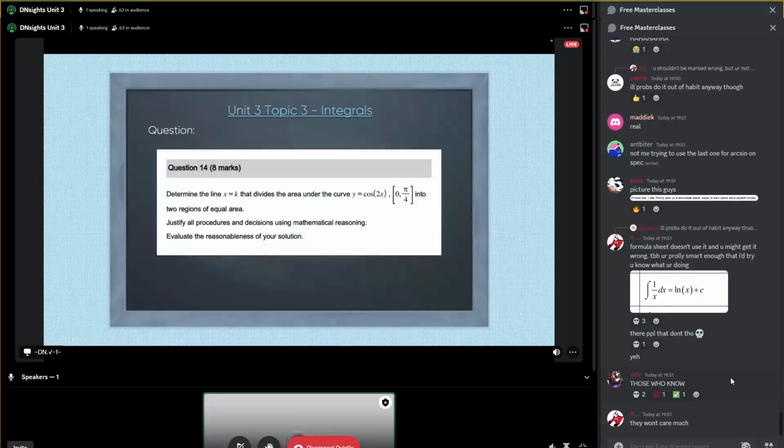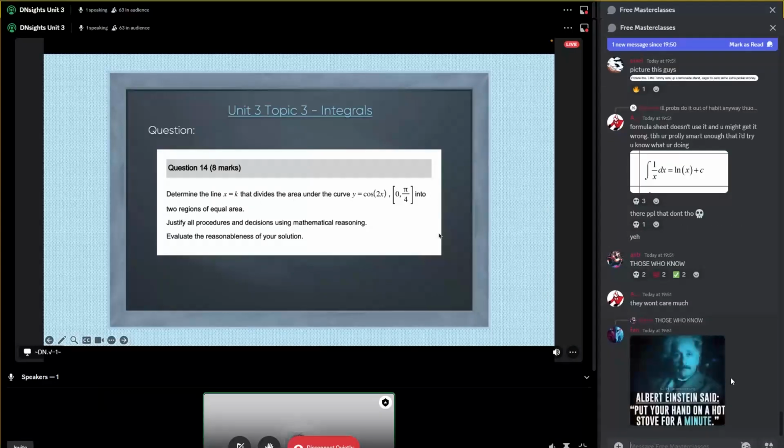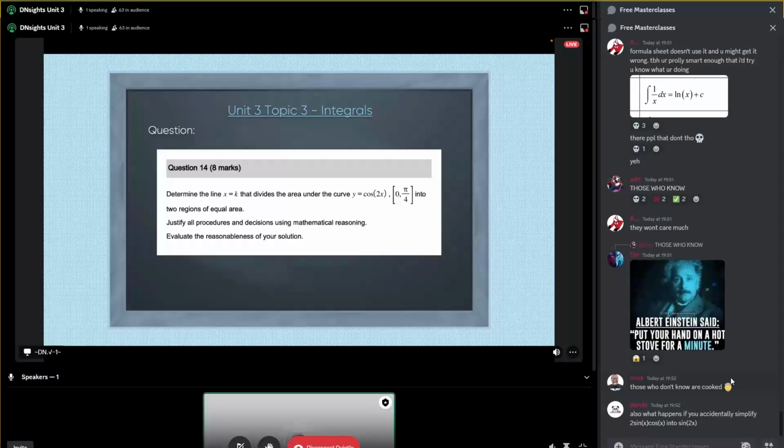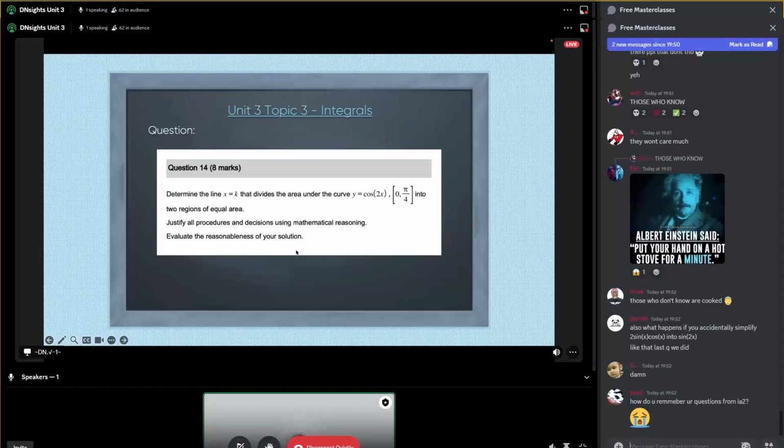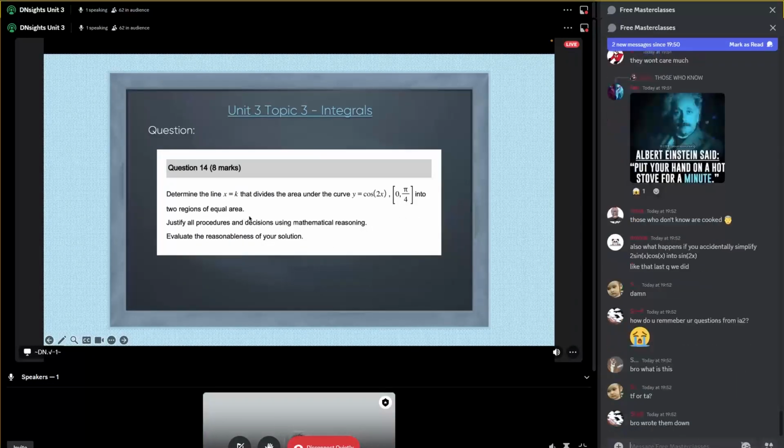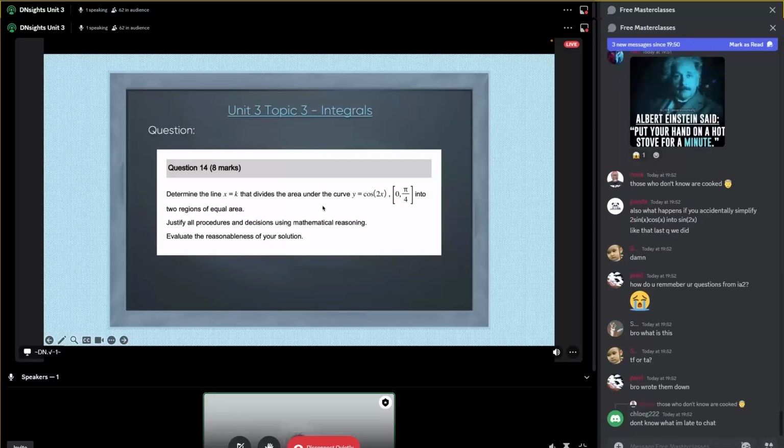Next thing, this is the final thing of today's lesson, this final question. This was called a complex unfamiliar on my exam. I know, amazing, but just have a go, and then I'll get to the answer. So we have x equals k, it divides the area under this curve over this domain, I'll explain that in the Unit 4 lesson, into two regions of equal area. And it just says here to find the value of k and justify, evaluate the reasonableness too, because that's how they wanted to test us. Just find the value of k and we will conclude there.